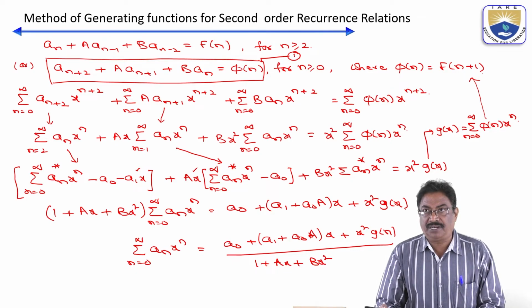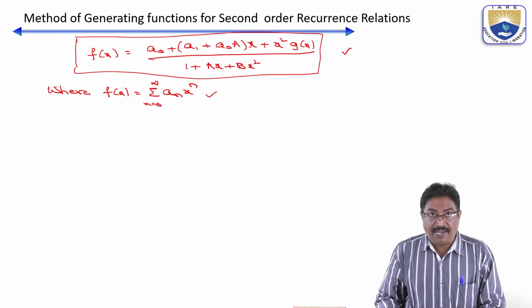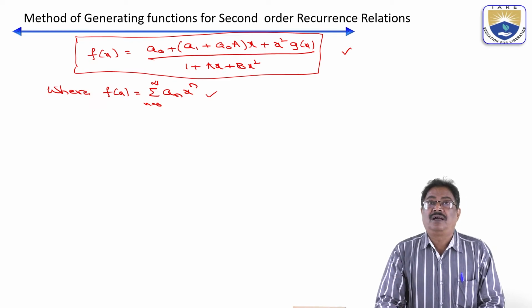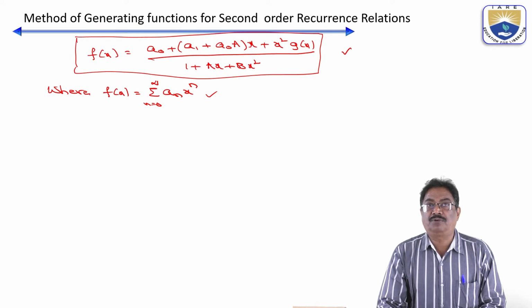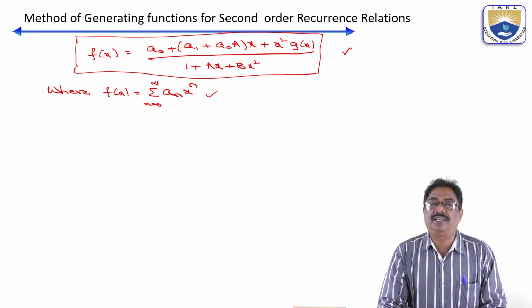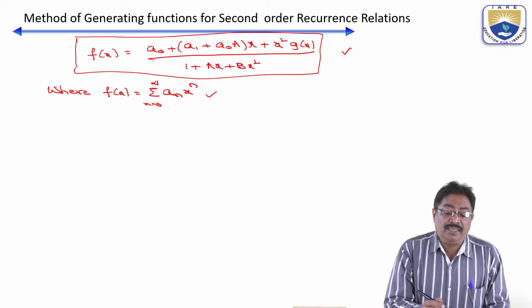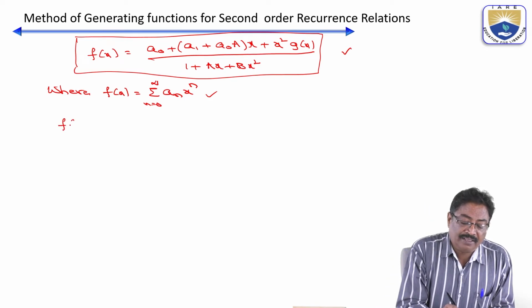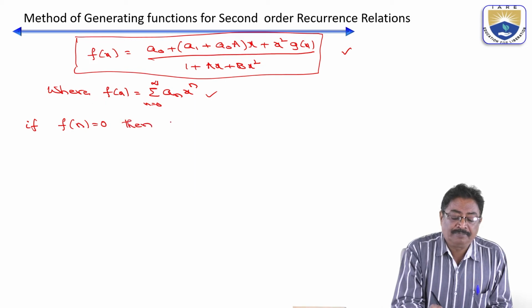So we have to substitute, and first of all we are going to write the recurrence relation. After that, to solve this, we are going to consider x to the power of n terms on both sides. Subsequently, we came to know the solution, similar to what we solved in the first order recurrence relation. Now here, if f of n is equal to 0, then the recurrence relation is homogeneous.